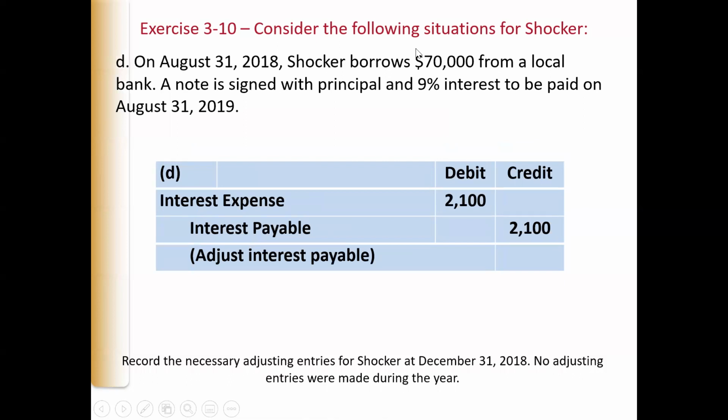This is an interesting one. On August 31st, Shocker borrows $70,000 from a local bank. A note is signed with principal and 9% interest to be paid on August 31st, 2019. Now, guys, August 31st to the end of December is how many months?